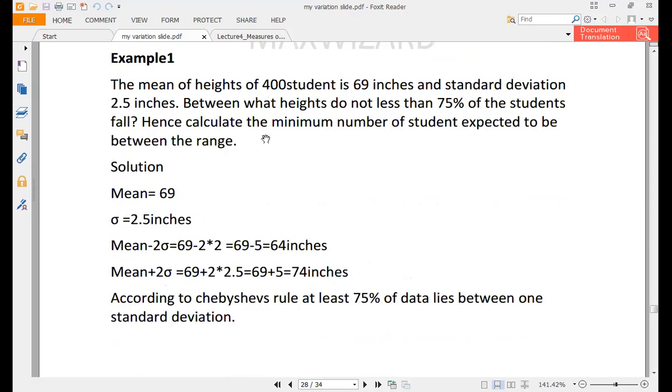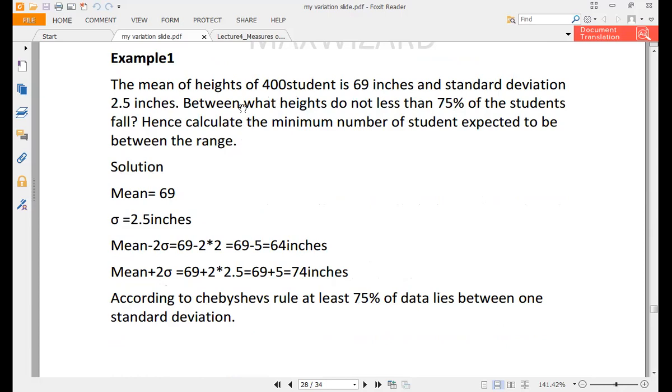The mean of the height of 400 students is 69 inches, and the standard deviation is 2.5 inches. Between what height do not less than 75% of the students fall? How else can we calculate the minimum number of students expected to be between the range?